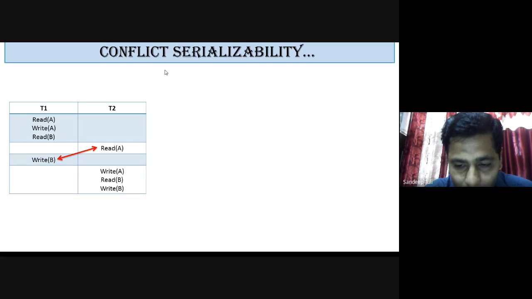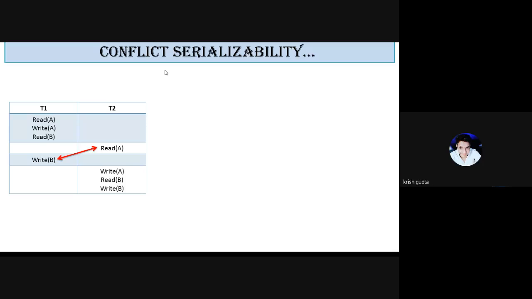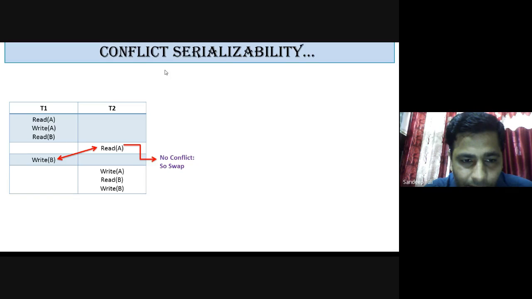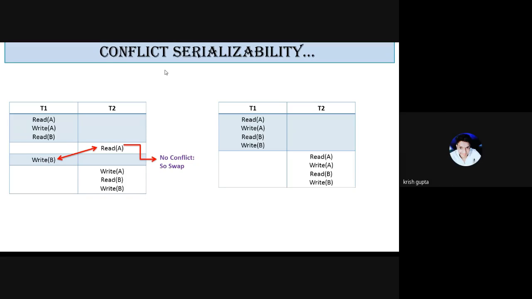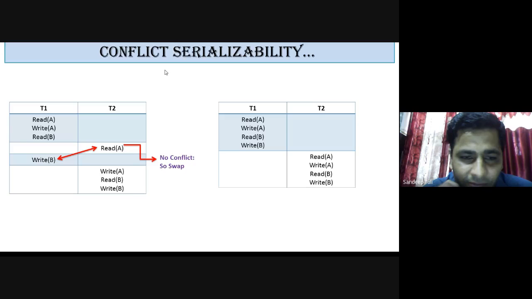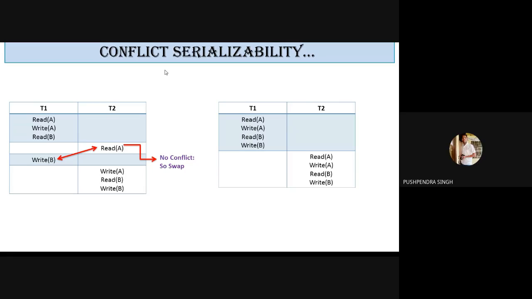Now again, look at this particular transaction. Conflicting or non-conflicting? Non-conflicting. Again, non-conflicting. So can we swap? Yes, sir, we can swap, and we can get the final table. So now this table is serial. Is this schedule a serial schedule or a non-serial schedule? Serial.